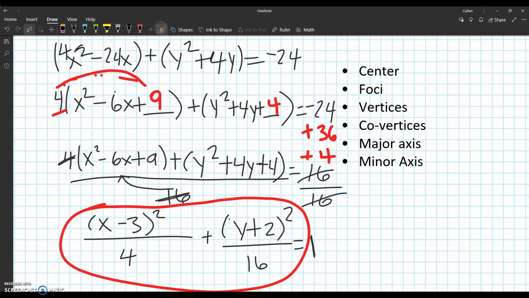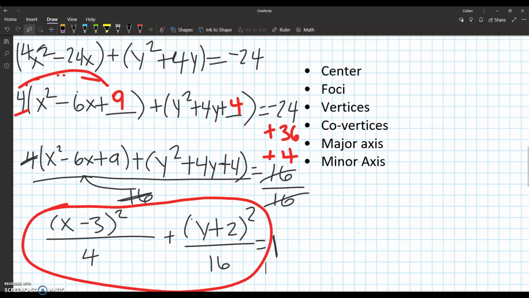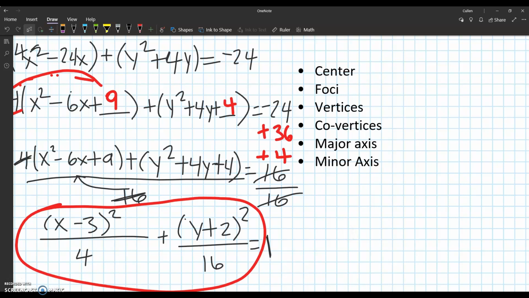And what's different about this ellipse, I'm going to scoot over just a little bit, is that now we have the larger number underneath the y part of the equation. That means that this ellipse is going to open up and down, vertically instead of horizontally.